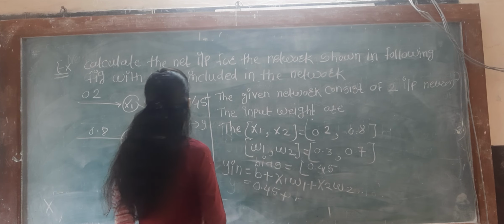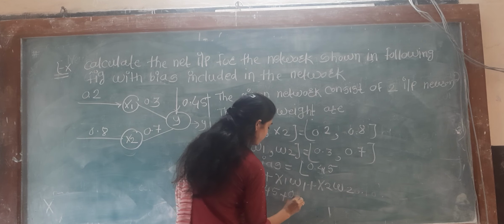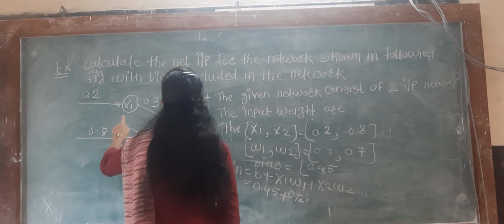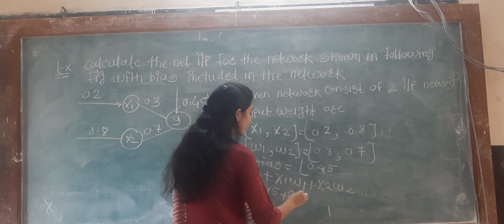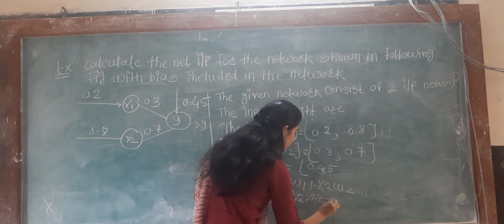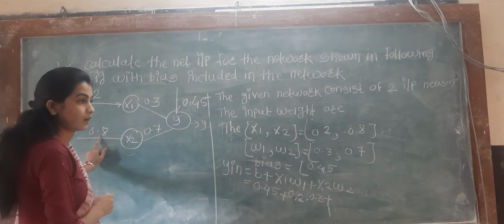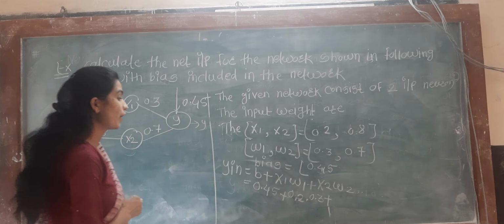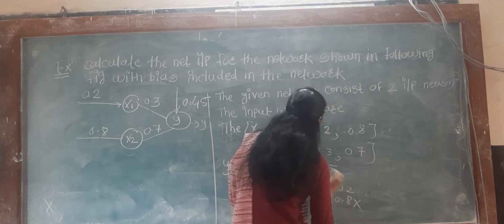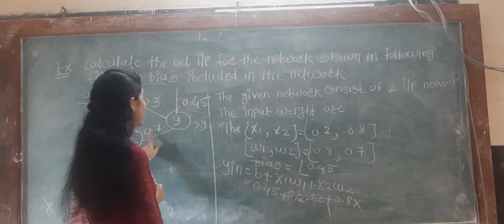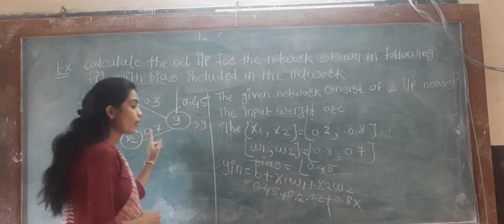Plus x1. The x1 value is 0.2 into the weight associated with the input neuron, 0.3, plus x2. The input neuron value given in this example is 0.8 into the weight associated with x2, that means for the input neuron, 0.7.